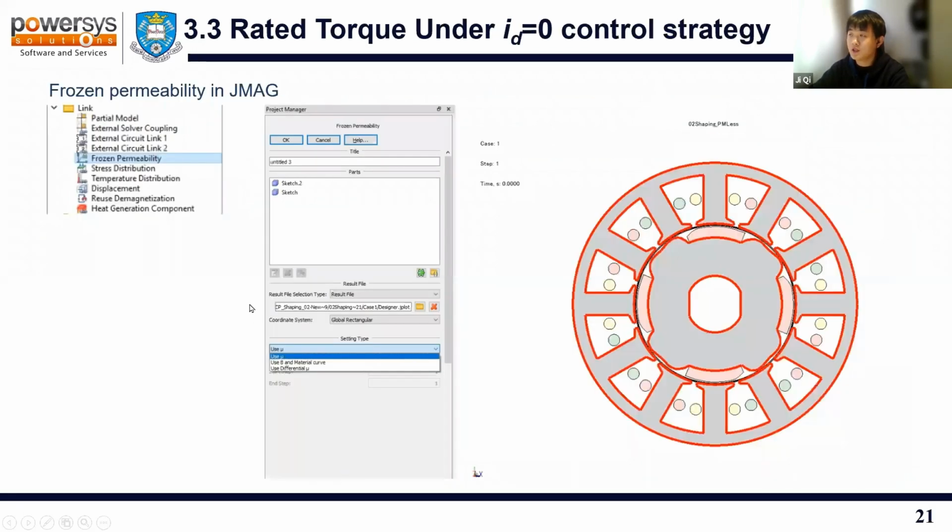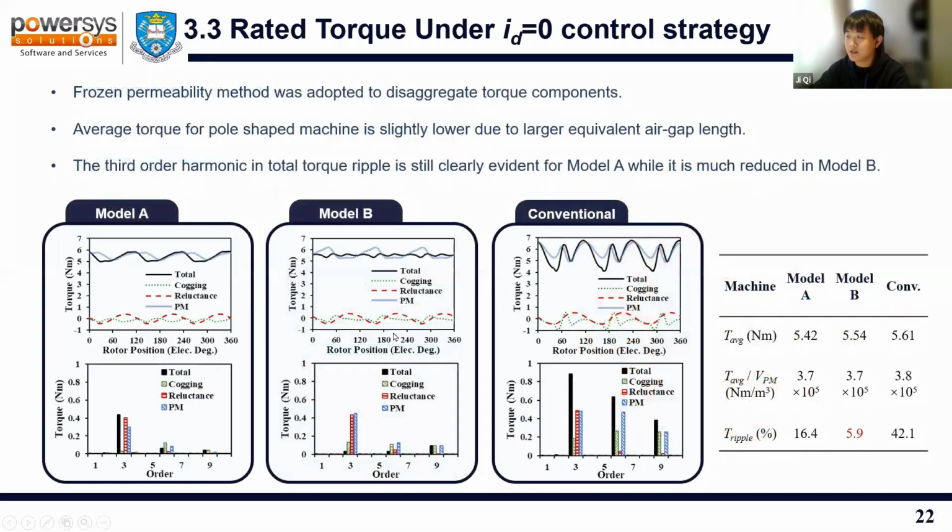Next is the rated torque comparison. Here, to separate the torque components, I used the frozen permeability method in GMAG. I have to say this is a very good function. And in the model here, I freeze the permeability of the rotor core and stator core. Here are the results.